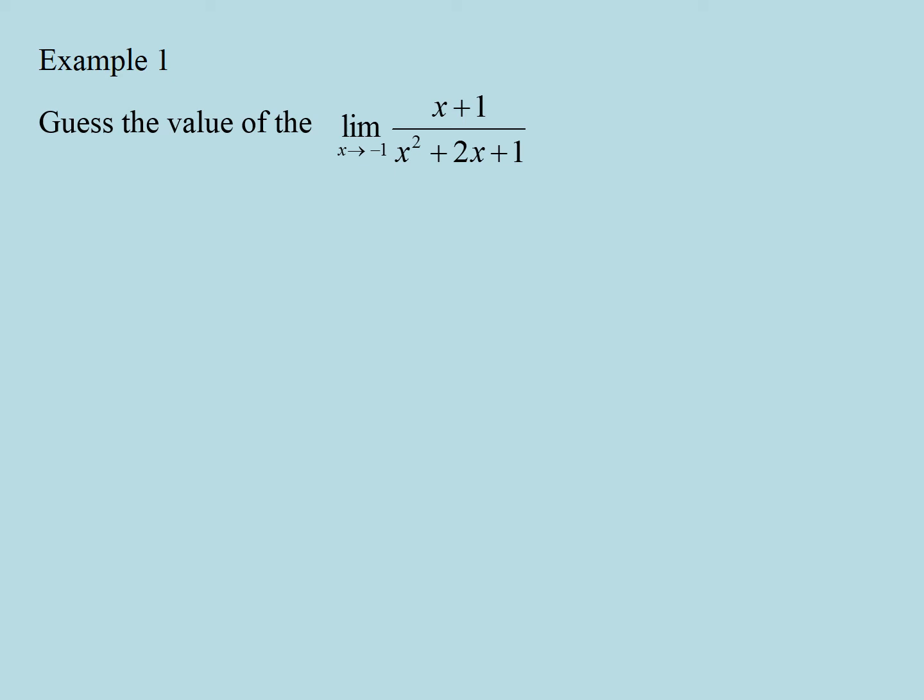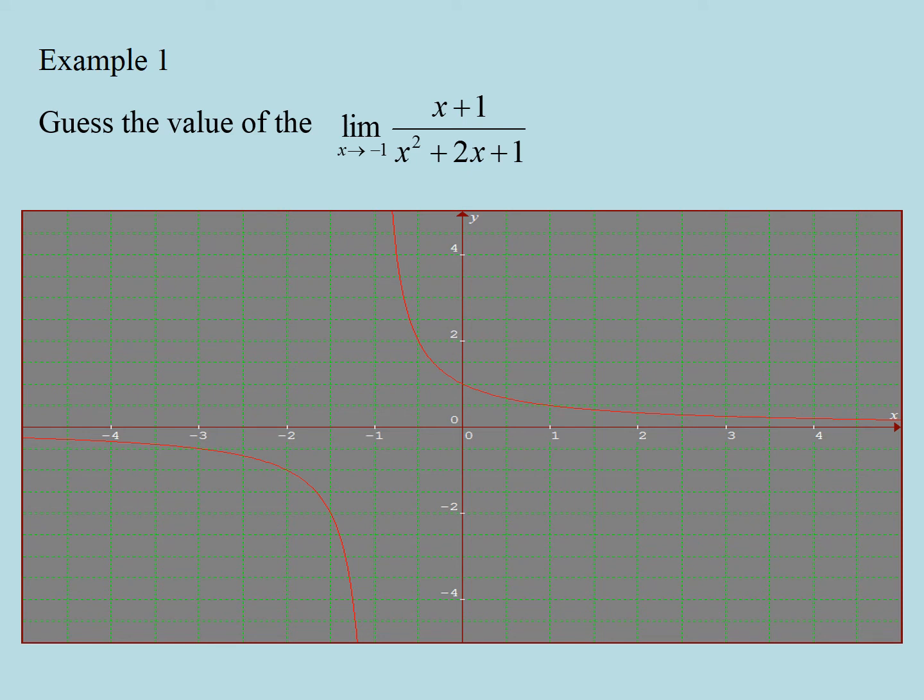Example: guess the value of this limit. If we looked at it graphically, what would your guess be? Let's do the analysis. Let's approach -1 from the right side. Well, the y values are going off to infinity, it looks like. As we approach -1 from the left, the y values appear to be going off to -infinity. So we would conclude that this limit does not exist.